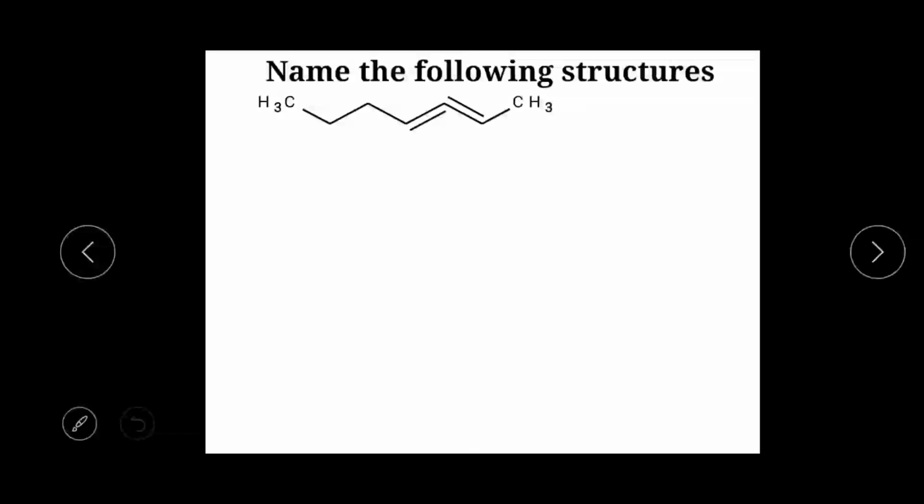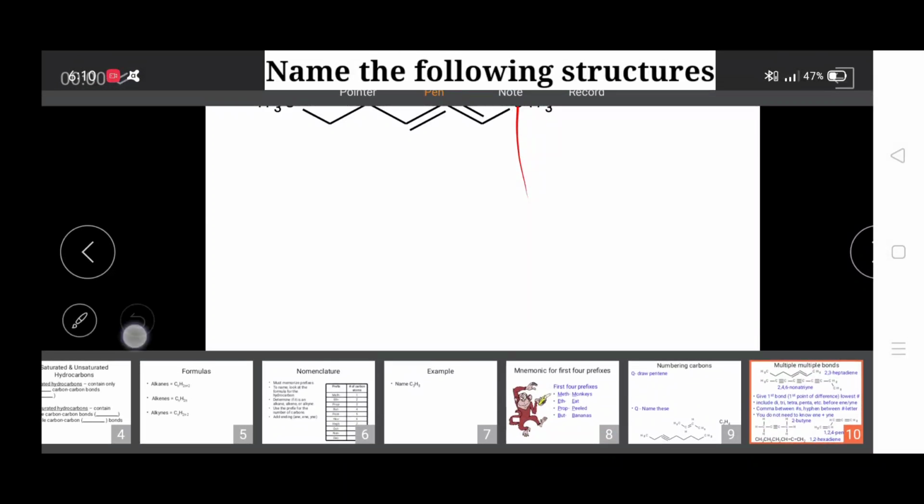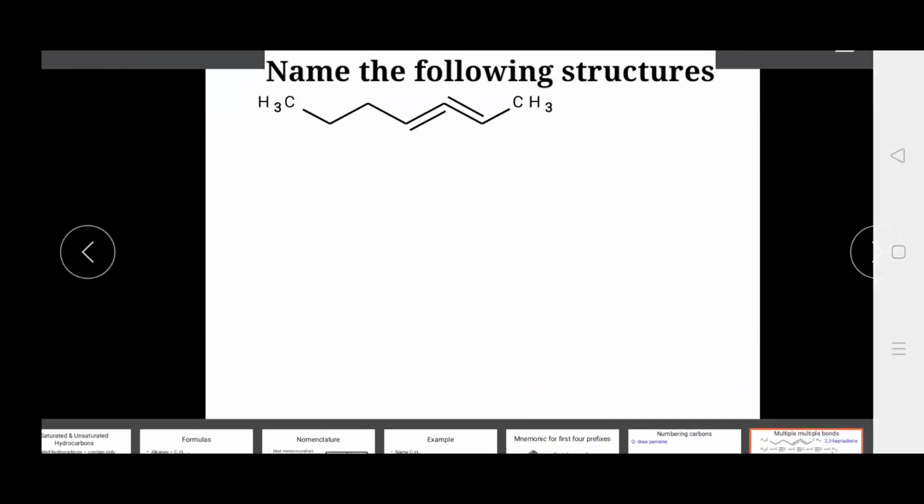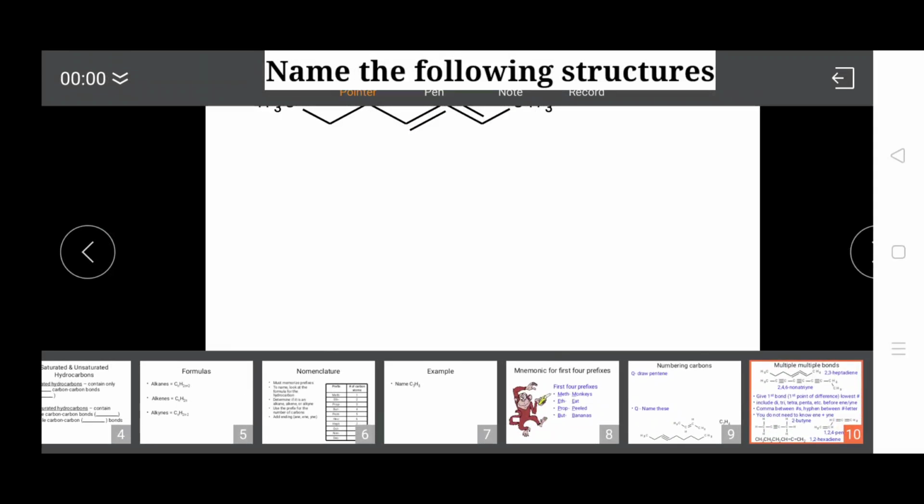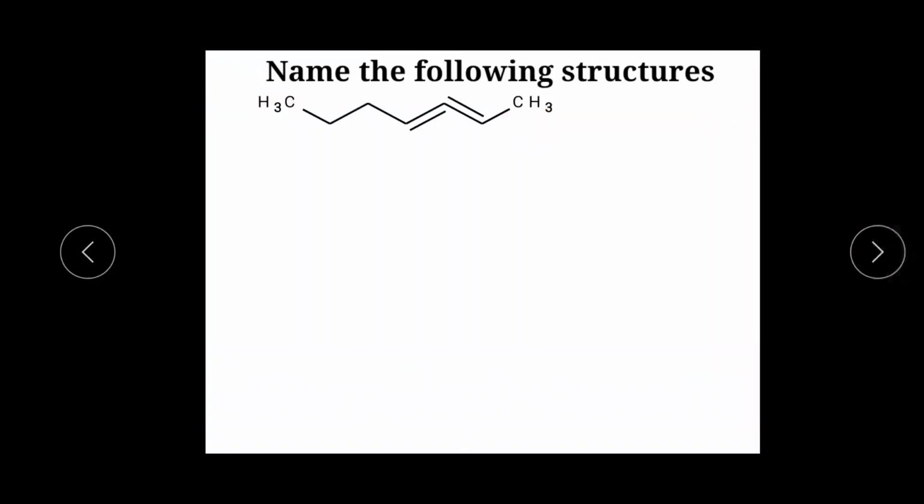Okay? We will begin the numbering on the right side. Why? Simply because the double bond is located on the nearest end of the right side. Okay? We have 2 double bonds here. This will be carbon 1, carbon 2, carbon 3, carbon 4, carbon 5, carbon 6, and carbon 7.